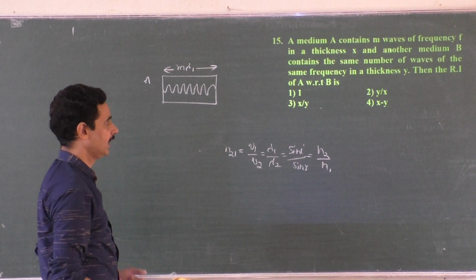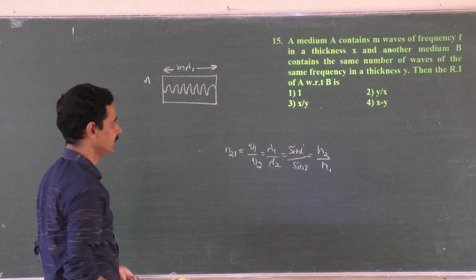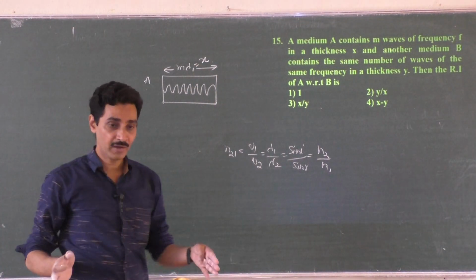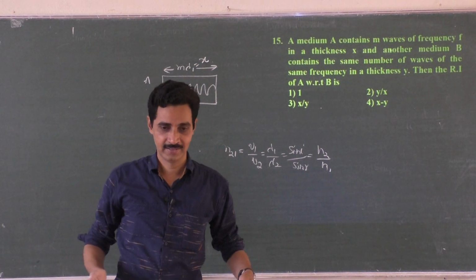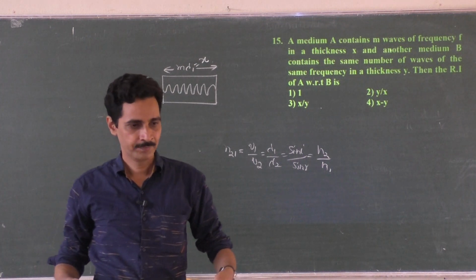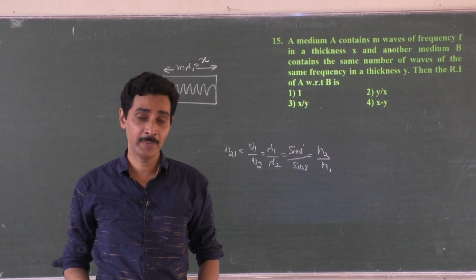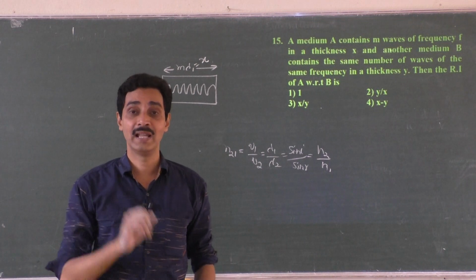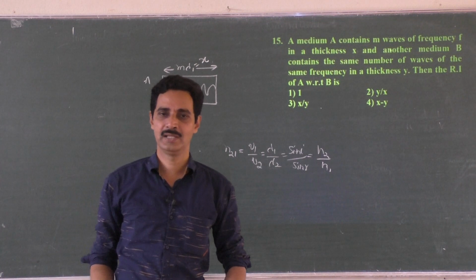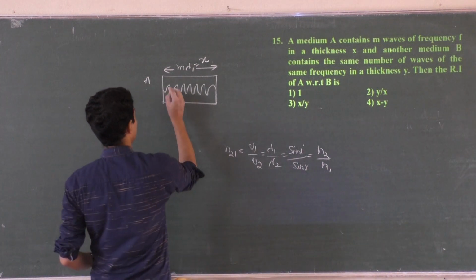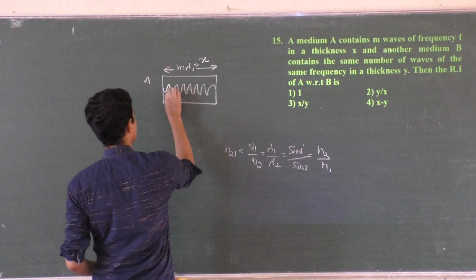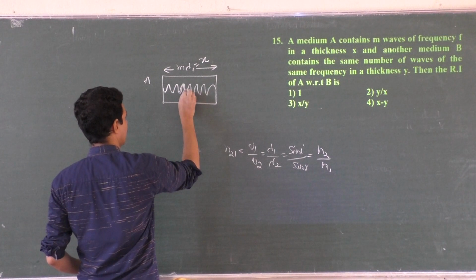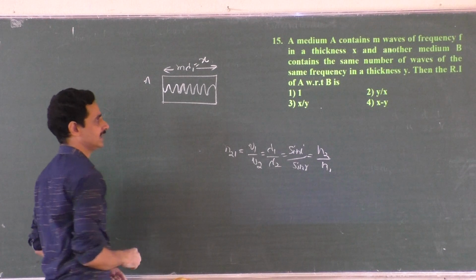A medium A contains m waves of frequency f in a thickness x. So shall I write it as x? Because a student of 1 feet thick can sit in a bench, right? Suppose 5 students can be accommodated in a bench, each of thickness 1 feet. What should be the length of the bench? 5 feet, automatically. If one wave has a length of lambda 1, then lambda 1 plus lambda 1 plus lambda 1, m lambda 1 is the thickness of the medium.